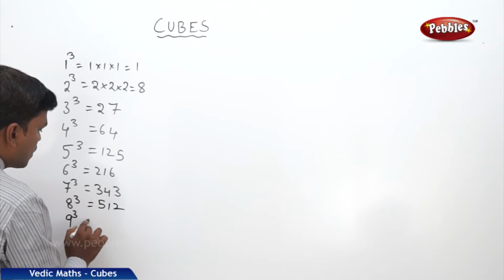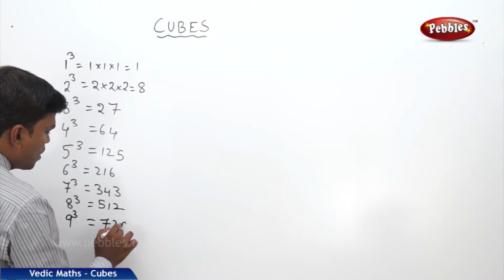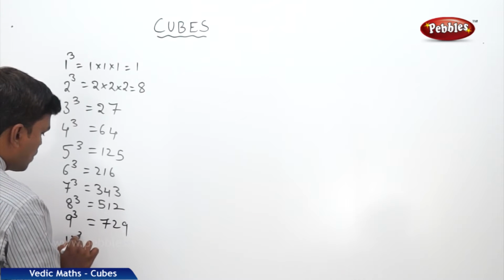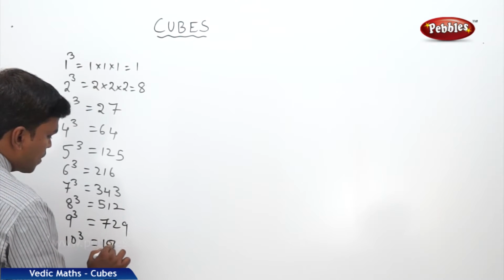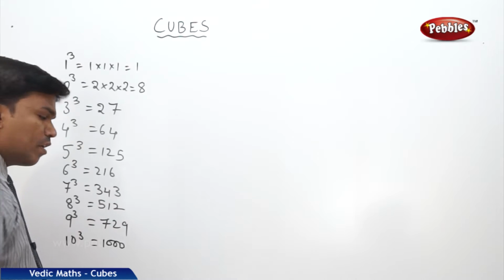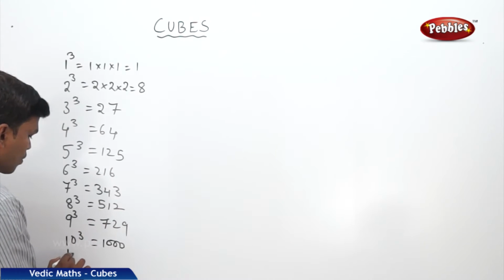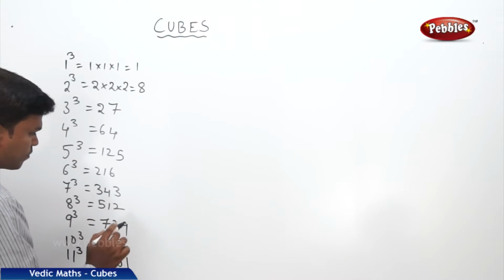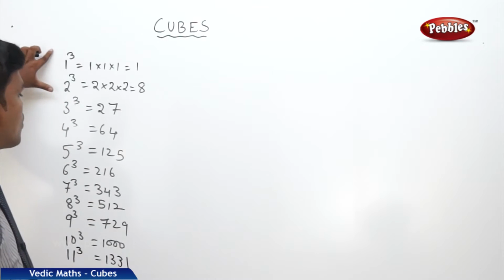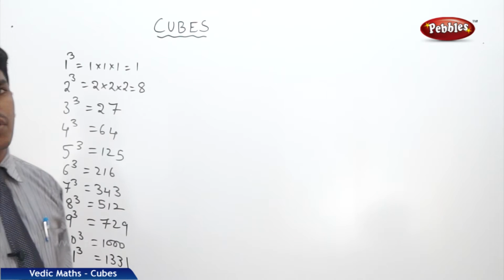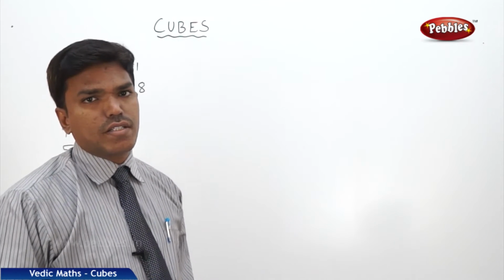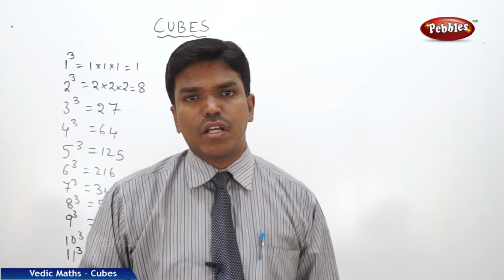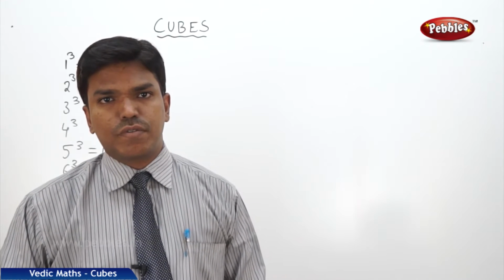9 cube, 729. Finally 10 cube, 1000. It is better to know one more cube, that is 11 cube, 1331. So these are the values of the cubes from 1 to 11. Now we will discuss how to find out any double digit number's cube value.